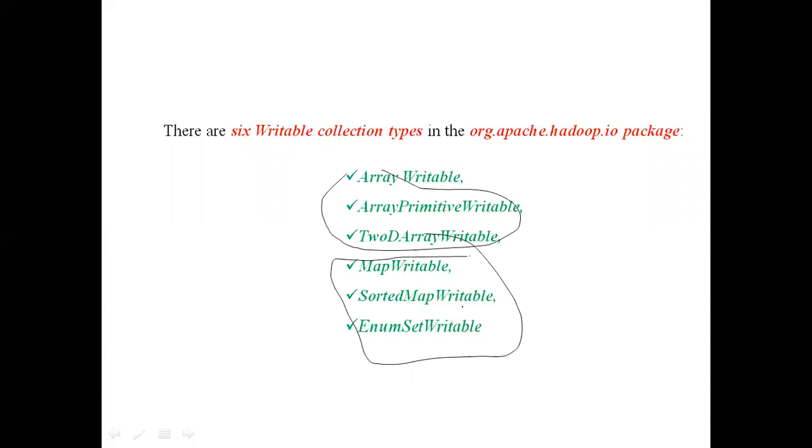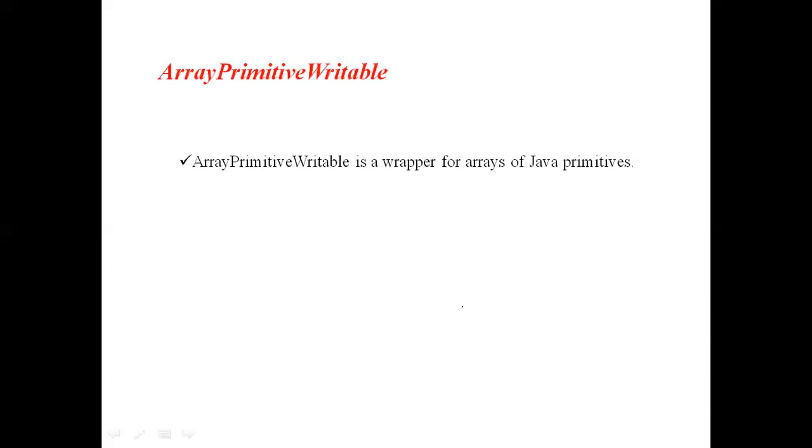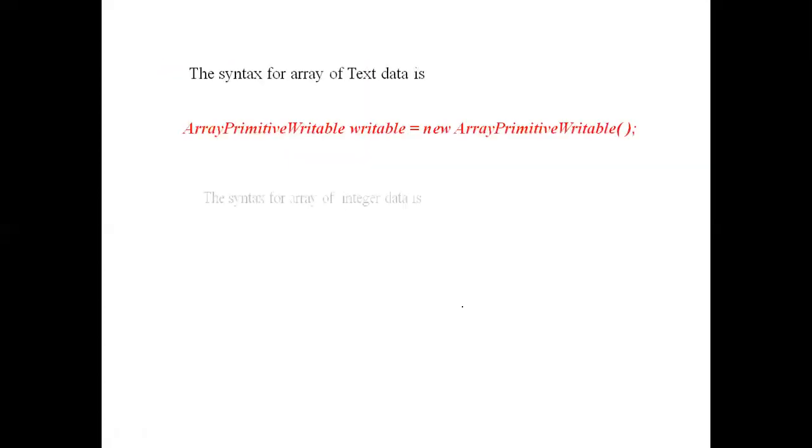The first point we have to consider is that these three are used for creating key comma value pairs. To accept the key comma value pairs into the map, we use these three: map writable class, sorted map writable class, and enum set writable class. These three are mainly used for entering values into the map reduce program. Now first we will see the first two: map writable and sorted map writable.